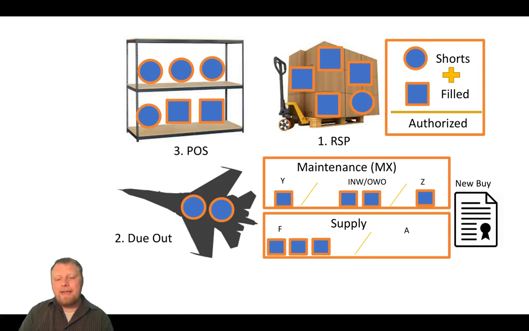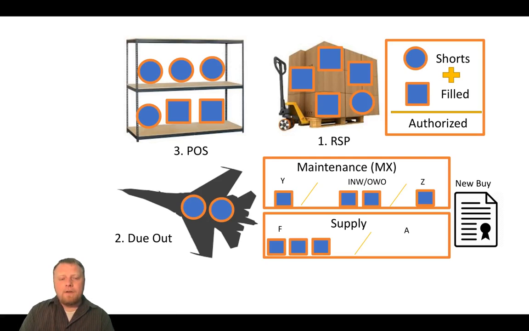If you don't have that pipeline, if you don't have maintenance parts or supply parts, you'll see on the right-hand side something called a new buy. That's a contract. We contract out and say, we need to buy this part to make sure these holes or shorts are filled in a timely fashion. Now, the Air Force has depots, and they're in the business of maintaining and repairing parts. So we don't want to go buy these parts, but sometimes you have to in order to meet mission needs.